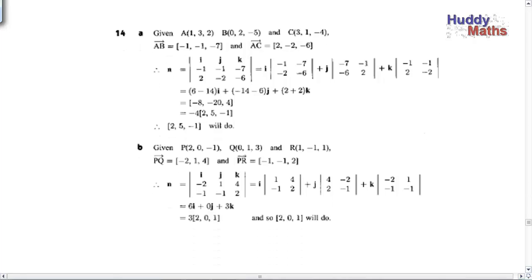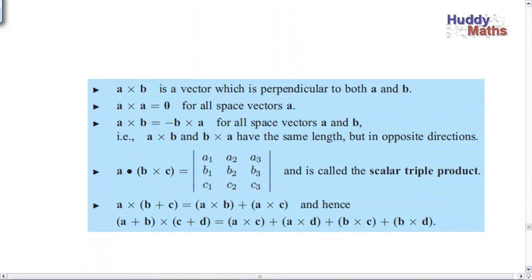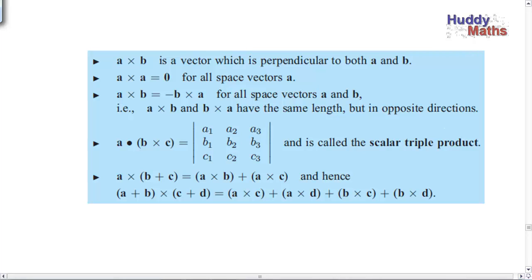There we have it. So check that. All right, let's have a look. Here's our results. A cross B is a vector which is perpendicular to both A and B. A cross A is naught. Okay, we'll have another look at a proof for that in a minute. A cross B equals neg B cross A, opposite direction. So here, if you rearrange, it would be the opposite direction. But if you put neg B, it will be the same direction. There we are. A cross B and B cross A have the same length, but in opposite directions.